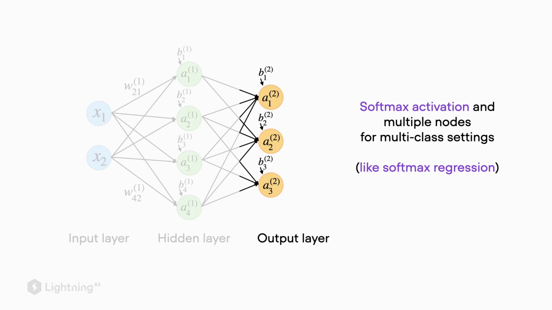Now let's talk about the activation function that we used in the multilayer perceptrons. So let's start at the output layer. If we have a multilayer perceptron for classification, we can use the exact same activation function that we used for Softmax regression, namely the Softmax activation.